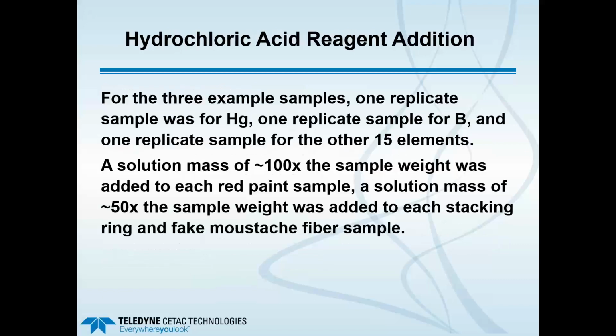Okay. So for the 3 example samples, 1 replicate sample, as I mentioned, was for mercury, 1 replicate sample for boron, and 1 replicate sample for the other 15 elements. Again, mercury done in borosilicate glass to help with stabilization. A solution mass of about 100 times the sample weight was added to each red paint flake sample. A solution mass of about 50 times the sample weight was added to each stacking ring and fake mustache fiber sample.